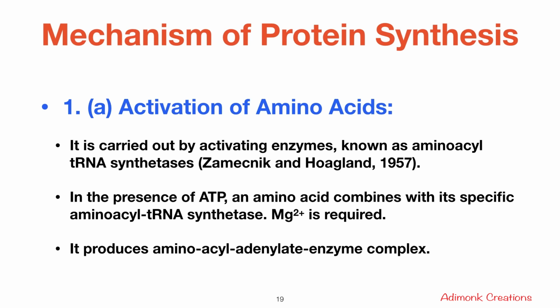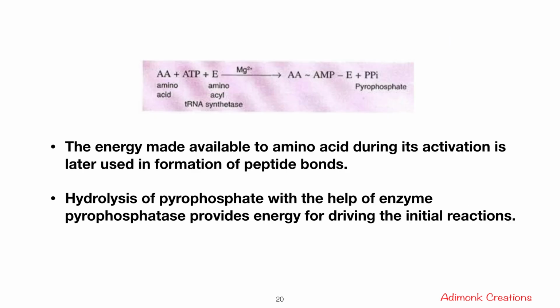In the presence of an ATP molecule, an amino acid combines with its specific amino acid tRNA synthetase, and for this process magnesium ions are required. So it produces an amino acid adenylate enzyme complex, and this has also been shown in the equation here, where AA is the amino acid, in the presence of ATP plus enzyme, which is amino acid tRNA synthetase, in the presence of magnesium ions, produces the complex.